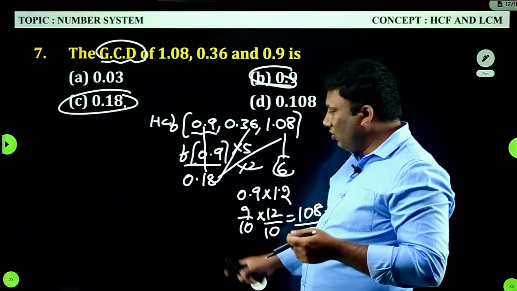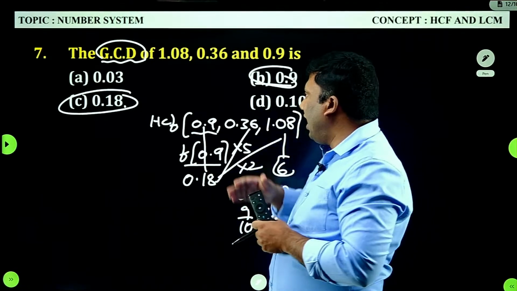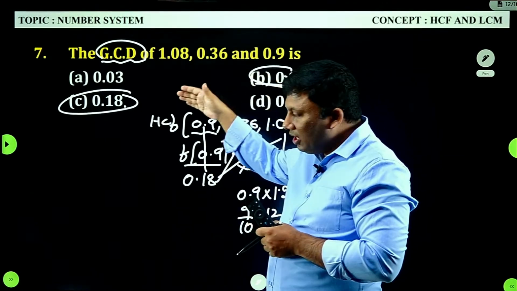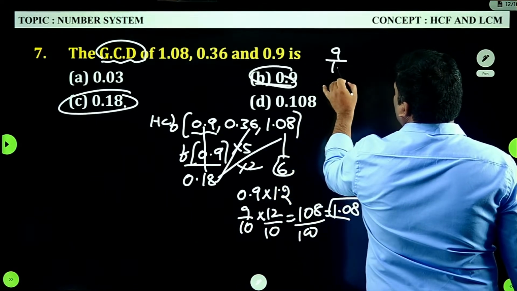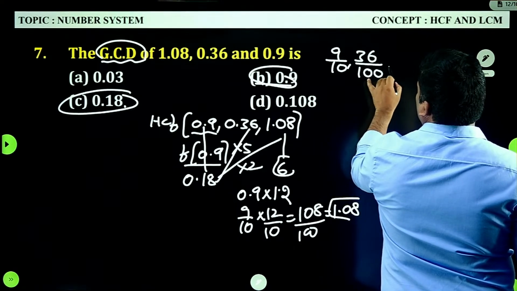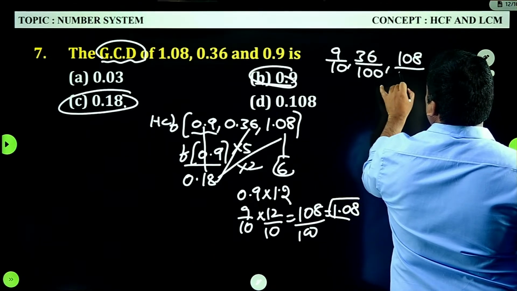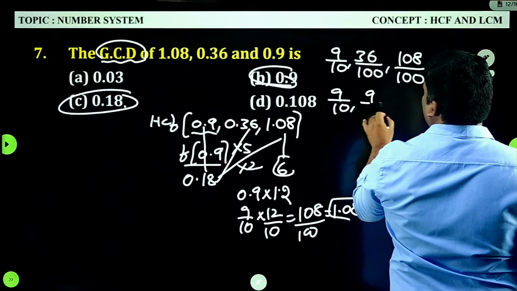The answer will be either the smallest number or its factors. Please don't do it like this, 9 by 10, it is a very time consuming process. Write 9 by 10, 36 by 100, 108 by 100. Make it into simplest form: 9 by 25.